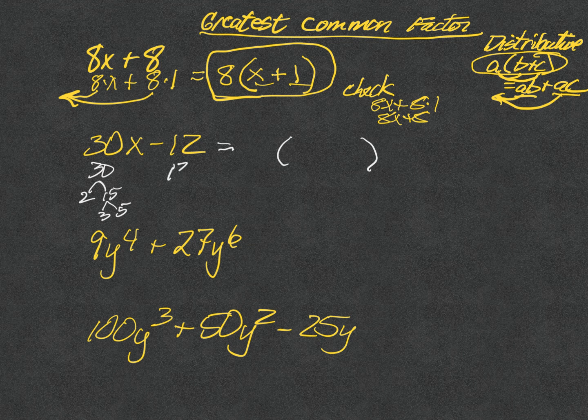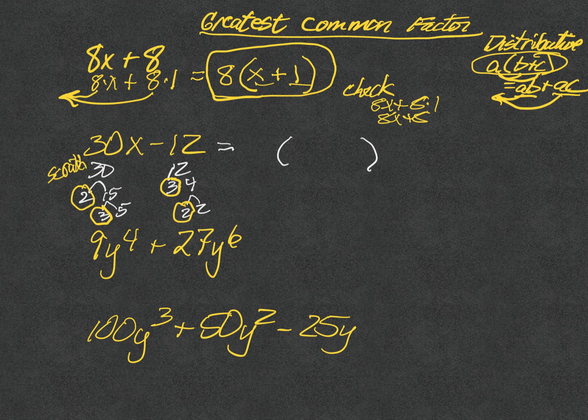And 12 is 3 times 4. 4 is 2 times 2. And now what I notice, the greatest common factor are those things that are in common between both of them. So the 30 and the 12 both have a 2 in common, but they also both have a 3 in common. So numerically speaking, this is like my scratch work here.